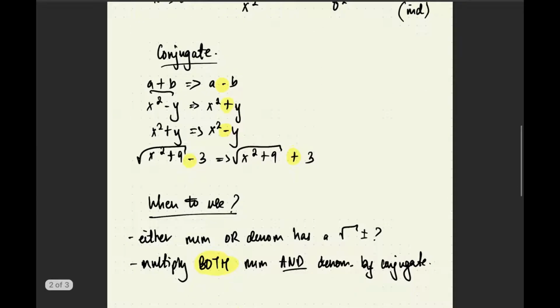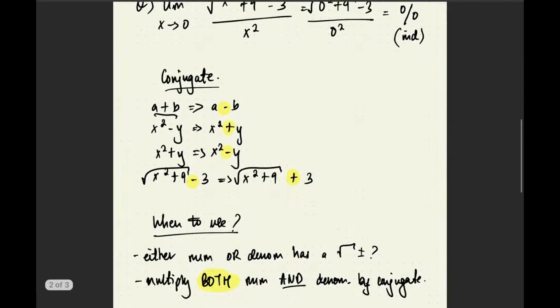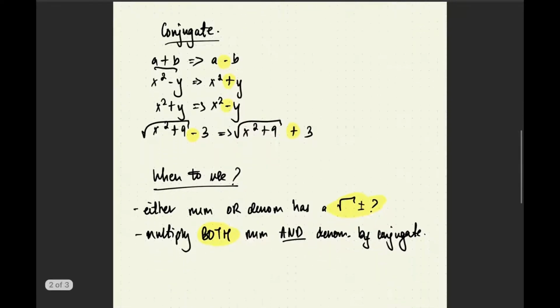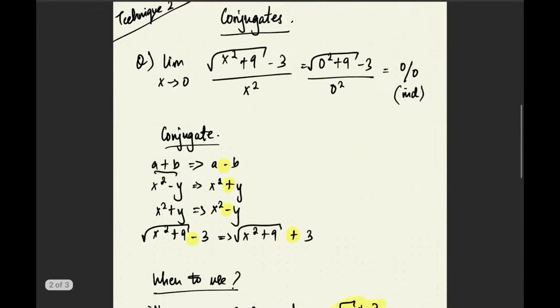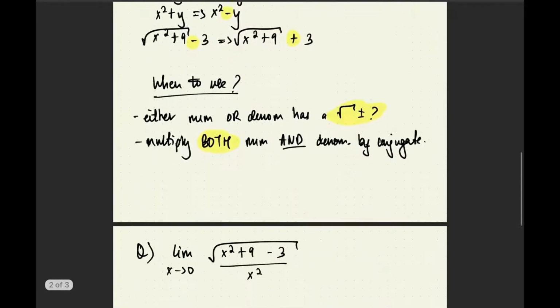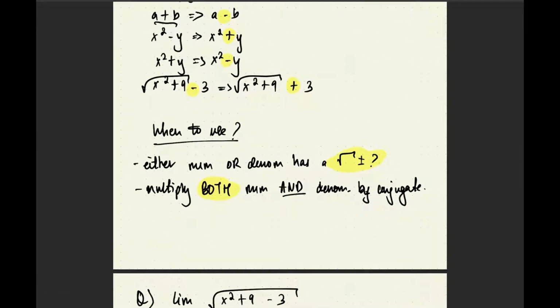So when exactly do you use the conjugate to evaluate the limit? You're generally going to use it when either your numerator or the denominator has some sort of a square root plus or minus something else, right? The something else could be a number, it could be another square root as well, it could be anything. Like for our example over here, you can see that we have a square root and it's plus or minus some other number, which is 3. So in this case, that's an indication that we need to use the conjugate method, right? And in order to use it, you multiply both the numerator and the denominator by the conjugate.